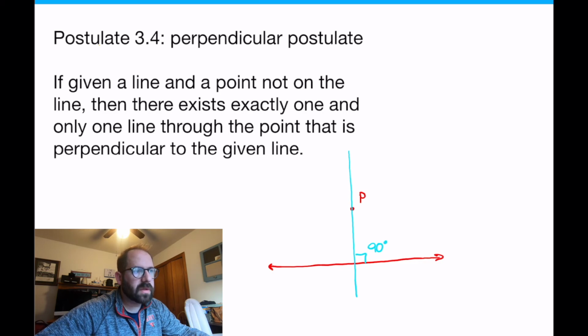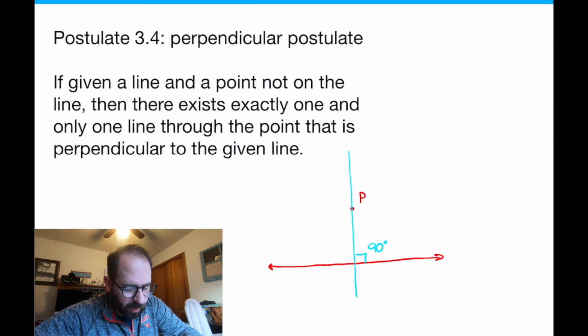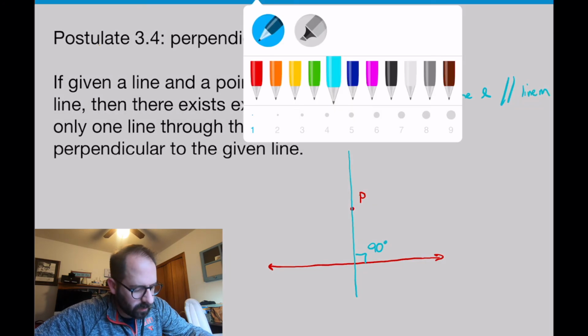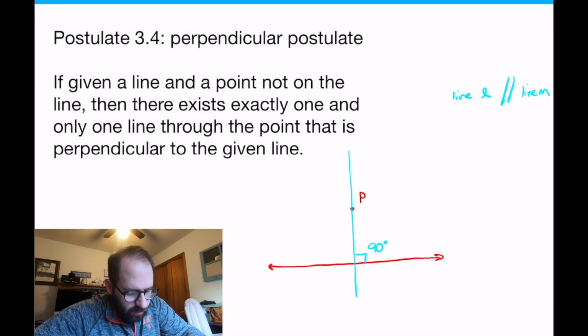Now, the symbol in the textbook, just so you know, this is something that I don't know if we've discussed yet. When we talk about lines being parallel, line L is parallel to line M. That's parallel, right? In fact, let me write that. That's the symbol for parallel.